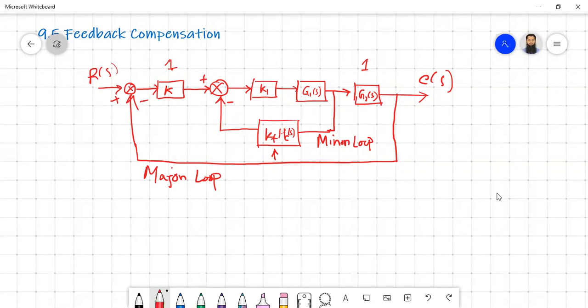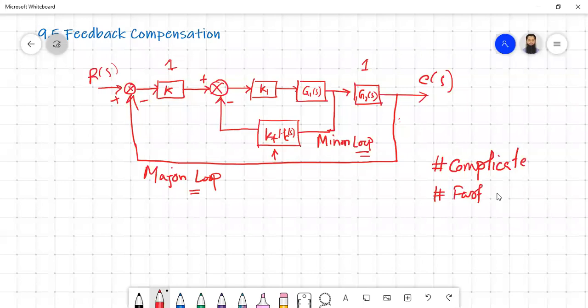This is one thing. And what are the advantages of this one? Even though we have to admit that feedback compensation design is more complicated than cascade compensation, it has an advantage over the cascade compensation: the design is faster. The minor loop and the major loop can be designed separately, and if the minor loop is faster than the major loop, then we can isolate the two control system designs. So basically the minor loop will be designed separately from the major loop.